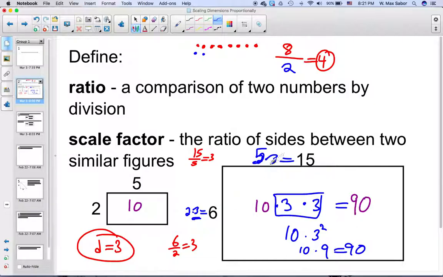This is because we multiplied by 3 in both directions, so that's why we're getting 3 squared. So the big lesson for this video is that when you're multiplying by a scale factor, the area doesn't change based off the scale factor. It changes based off the scale factor squared.